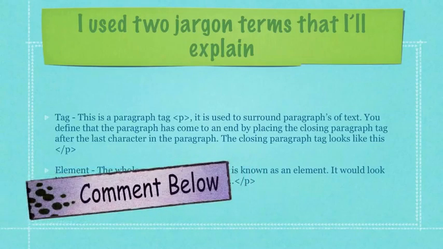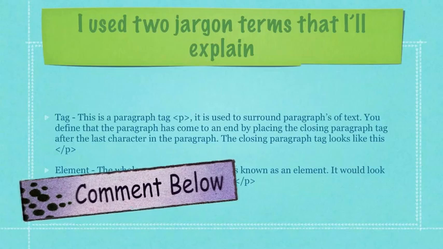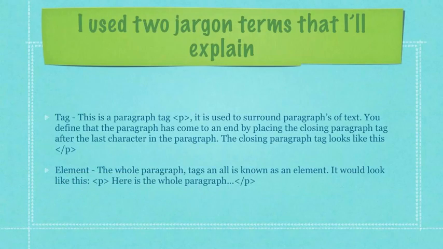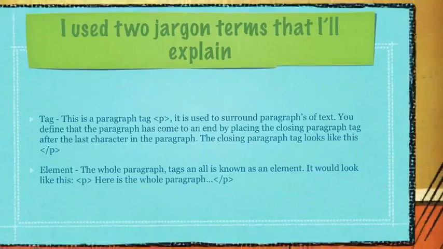This is a paragraph tag. It is used to surround paragraphs of text. You define that the paragraph has come to an end by placing the closing paragraph tag after the last character in the paragraph. The closing paragraph tag looks like this. In regards to an element, the whole paragraph, tags and all, is known as an element. It would look like this, with an opening paragraph tag, which encloses all of the words that go into the paragraph, and a closing paragraph tag.